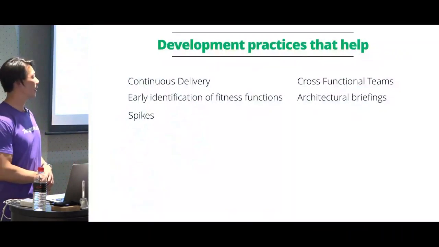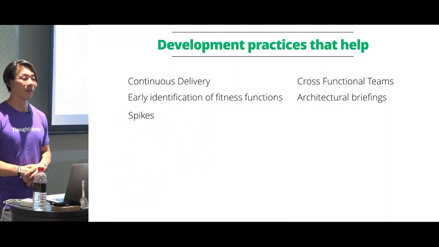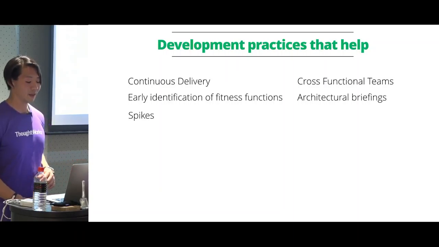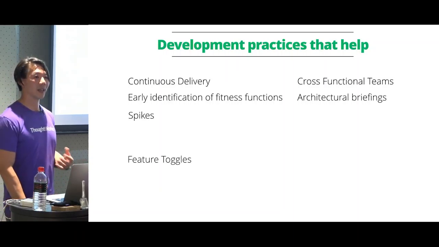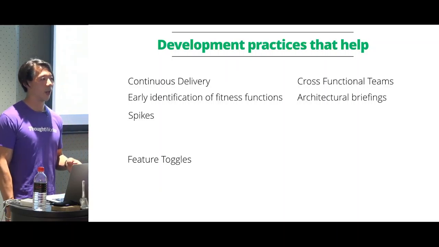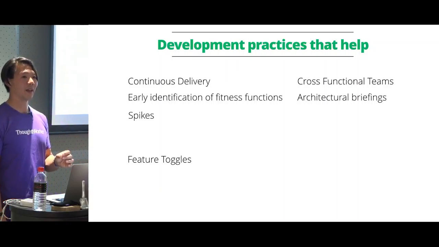So some of the practices that we've talked about, other things that help. There's a few more that I'm not going to go into detail on, but you can go read about each of these things. So feature toggles are definitely one of those things that can support this. We talked about experimentation, and feature toggles can definitely help around trying to test something out in a small manner without exposing a huge amount of risk.